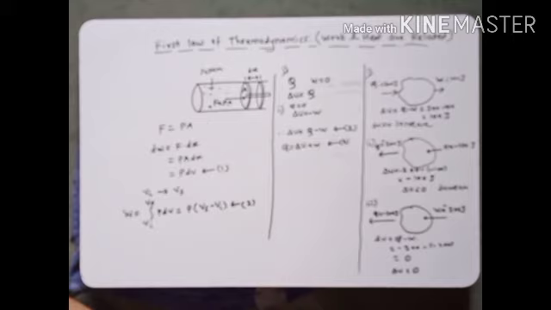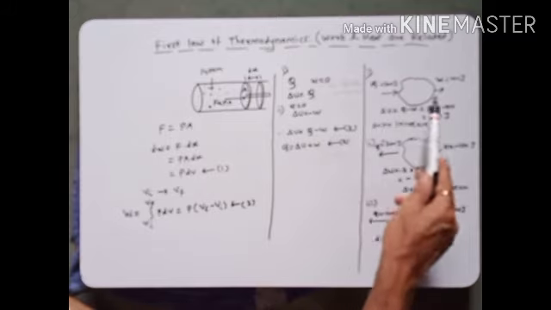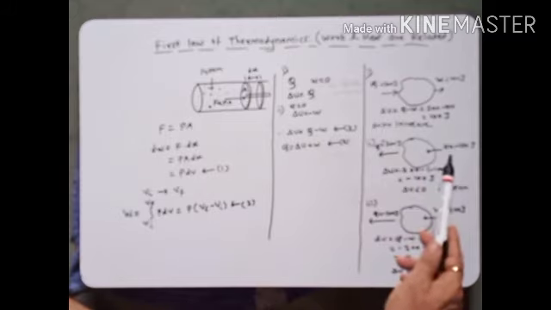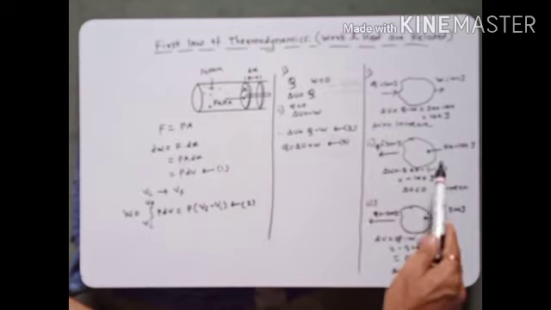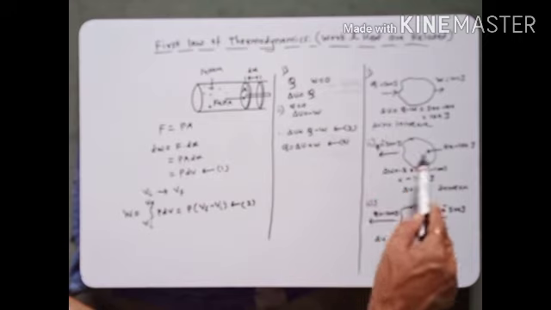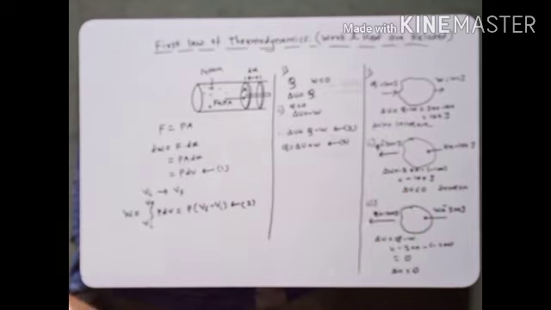This is all. Now you see the first law of thermodynamics is an extension of the law of conservation of energy. Here you see heat and work are both energies. So we consider that this is the extension of the law of conservation of energy. This is all about the first law of thermodynamics.